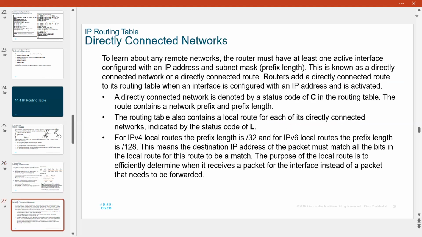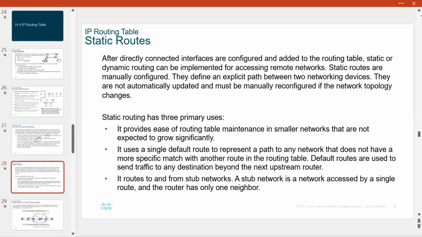Right. Moving on to directly connected networks. We've talked of this. A directly connected network has code C, L as well, because a directly connected network is local as well. I've touched on my directly connected networks. My static routes, I've touched on them, manually configured. 3 primary uses. It's not always when you feel like it that you put in static routes. In a very huge network, imagine the router defining every route, configuring every route statically.